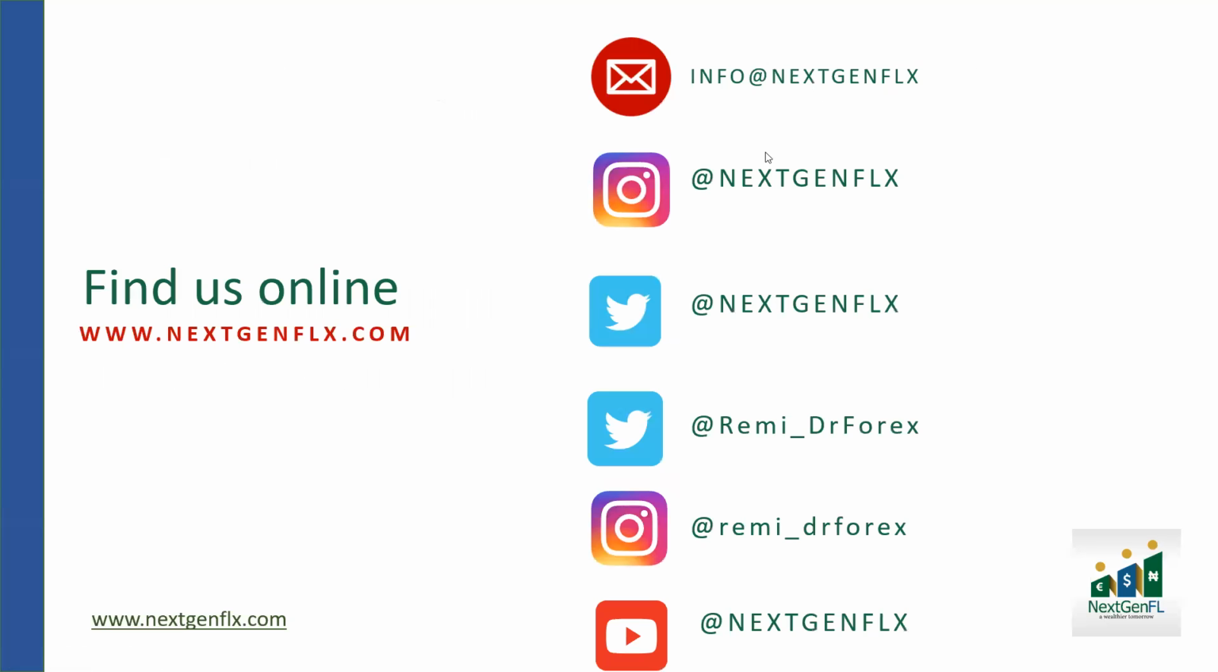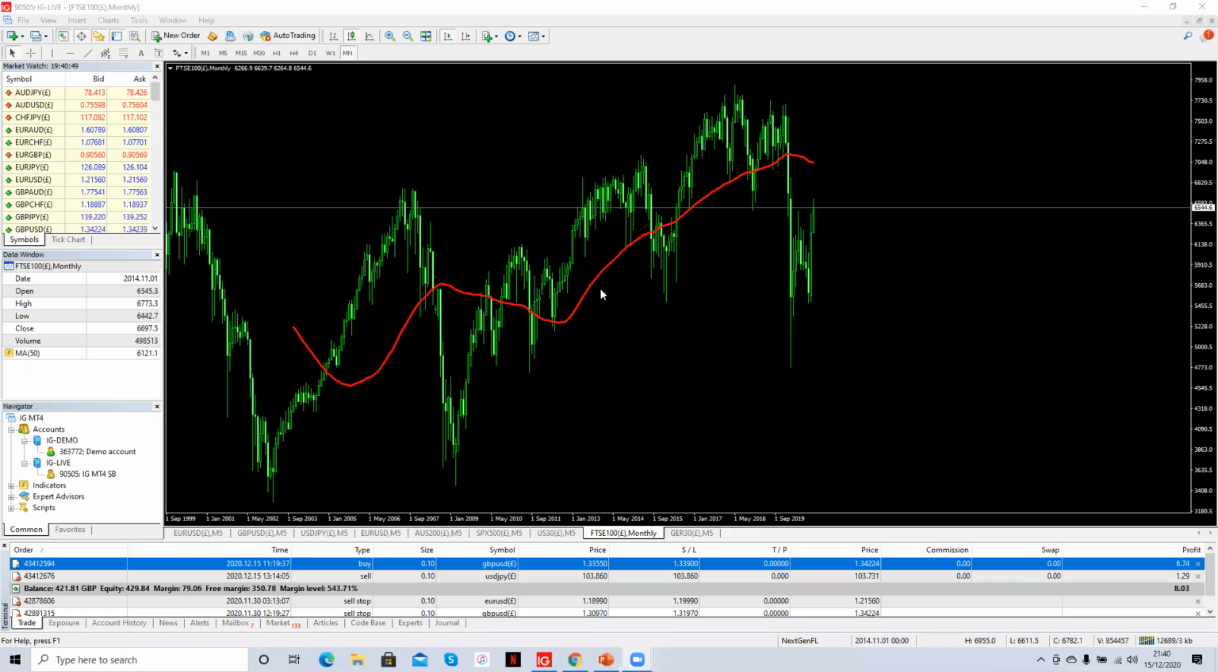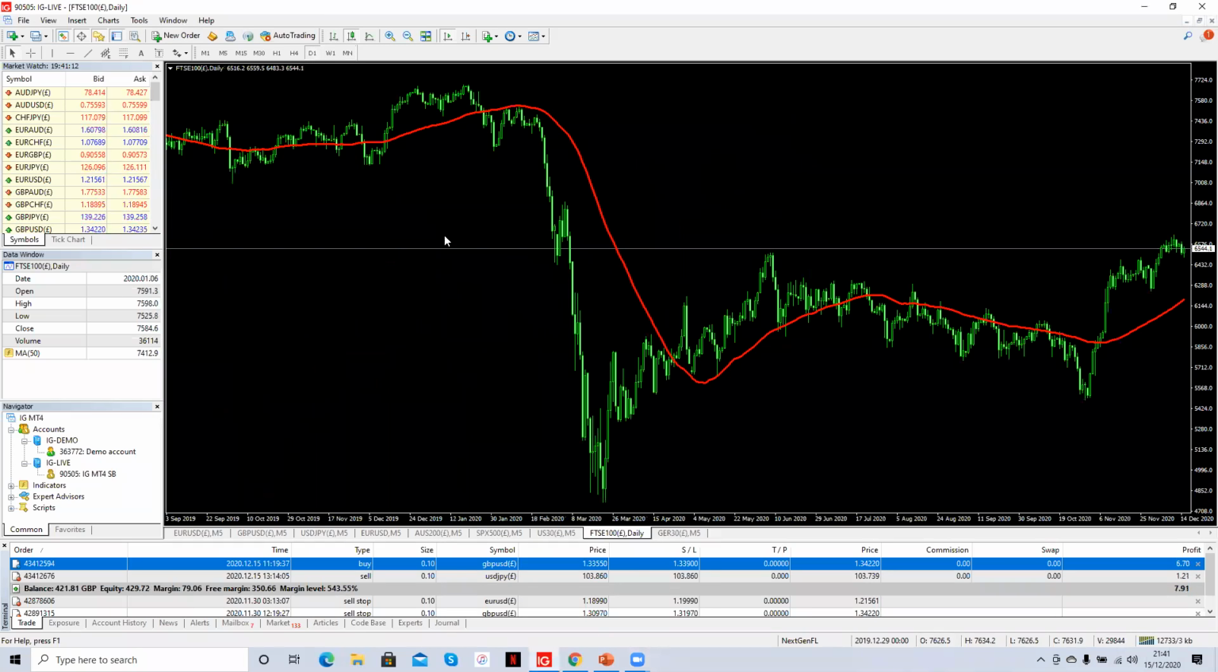Okay, let's go to the charts. So just to make it very easy, the interesting thing is that my trading strategy to trade the index is exactly the same trading strategy I use to trade currencies. It's actually no different. So again, let's go to the FTSE. If I want to swing trade the FTSE, I will use the moving average 50 using the daily time frame.